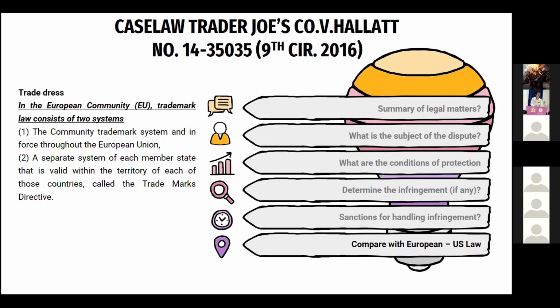In Europe, we have the community trademark system, under Regulation No. 40/94 and the regulation of 2015. It is a separate system of each member state that is valid within the territory of each, with the method, sequence of registration and protection of the requested trademark.